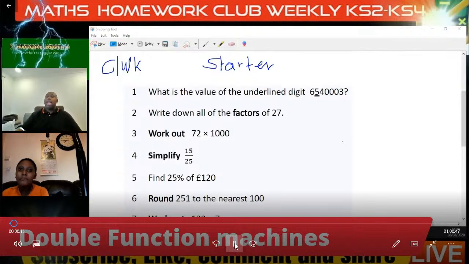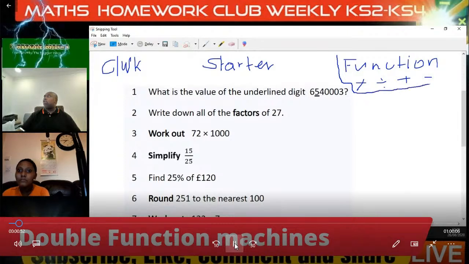Last lesson we looked at function machines. Can you remember what I said the function machine was? Times, add, take away, divide. So these are the operations: times, divide, add, take away.